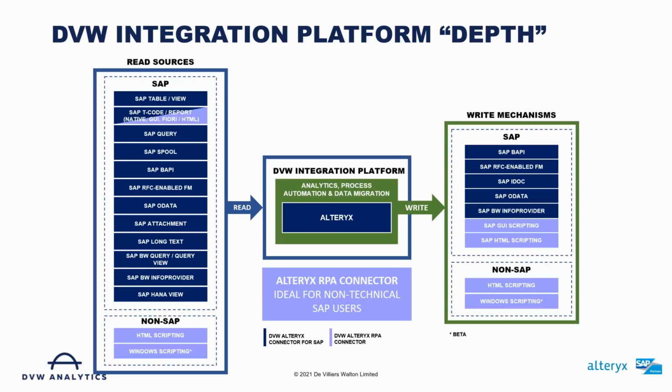So let's just peel the onion slightly here and take a more granular view of the world. And what we've highlighted here is the capabilities of two of our key products. The product that we'll talk primarily about today, which is our Alteryx RPA connector in these nice purple blocks, as well as the darker blue, which is our core Alteryx connector for SAP product.